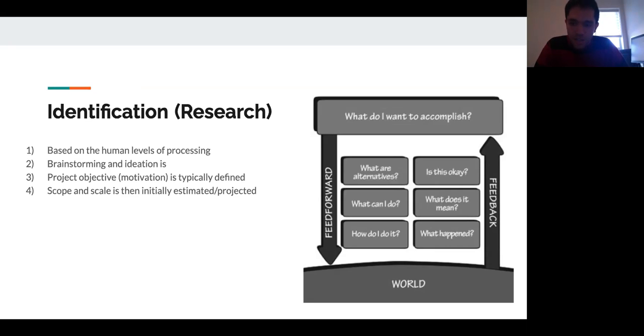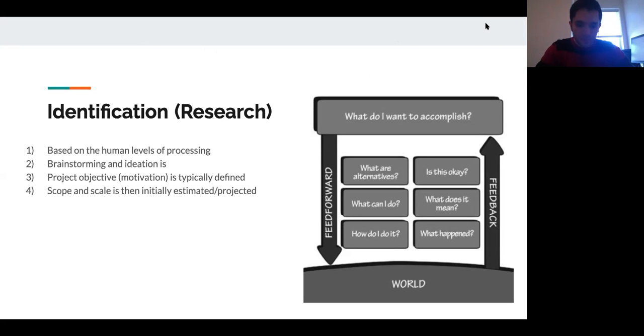You start to ask yourself these questions coming from the world. You would ask yourself, what happened? What does it mean? Is this okay? Which is your feedback. And then as a designer, your goal, what I want to accomplish, you have to understand what the alternatives are, what can I do, and how do I do it? And why do I do it also, which is what you feed into the world. And this is where you have a typical product, service, or good released.